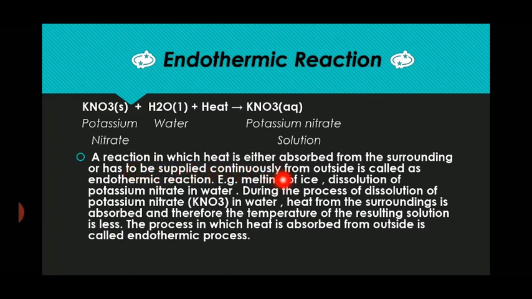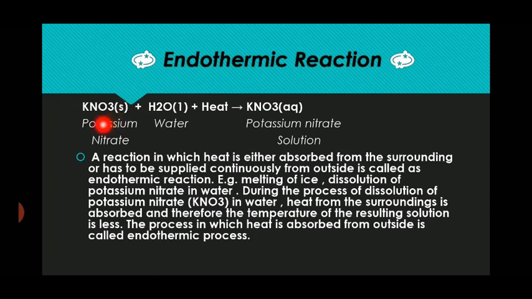For example, melting of ice. For the ice to melt, we need to apply heat continuously. Now, dissolution of potassium nitrate in water. During the dissolution of potassium nitrate in water, we have to apply heat. So it is absorbing heat from the surroundings, and therefore the temperature of the resulting solution is less. The process in which heat is absorbed from outside is called an endothermic reaction.